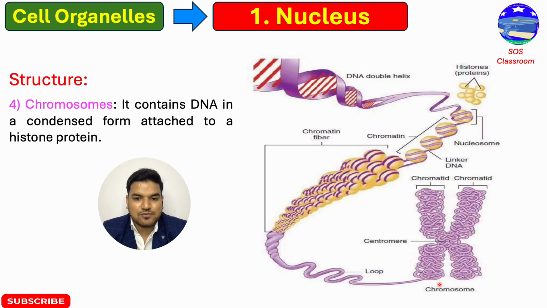When different loop structures form a cluster, they are called chromatids. This is one chromatid and this is the other chromatid. And the chromatids are attached at a single point, called the centromere. So one chromatid is attached to the other chromatid with the help of the central point, that is called the centromere. So this is all about the chromosome.